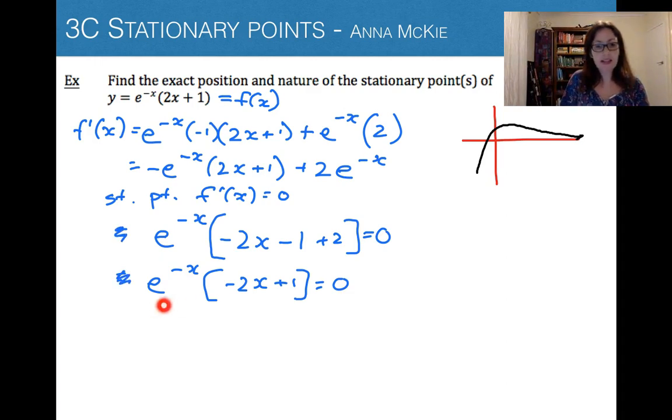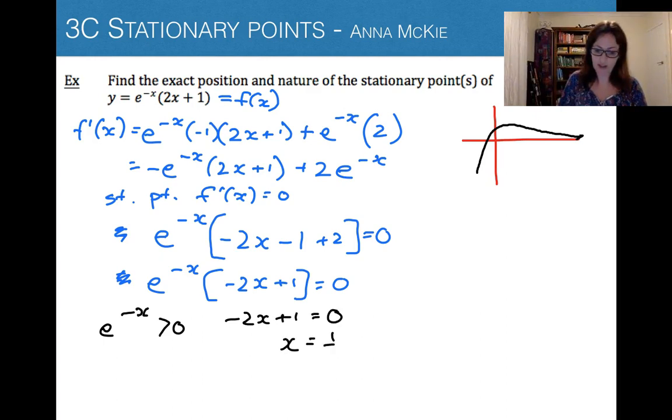Now, e to the x functions or e to the negative x functions are always greater than 0. And feel free to graph that and have a look. And so that's how you take that into account. So there's no stationary point that we're going to gain from that part of it. But this part here, you would have when this factor is equal to 0. And what is the x for that? Positive 1/2. So that's when this local max is going to occur.